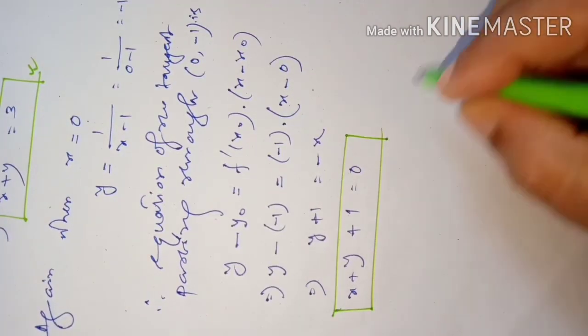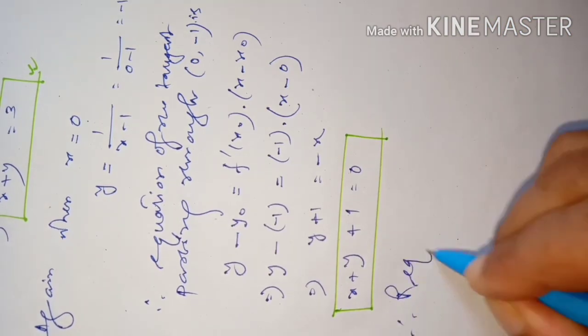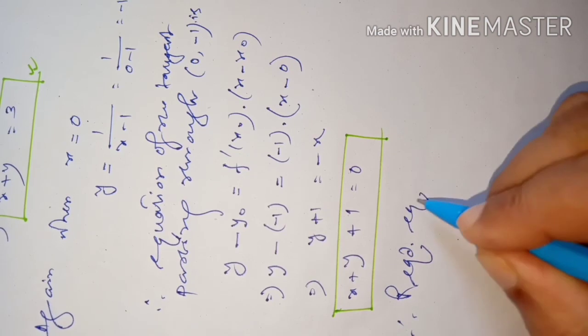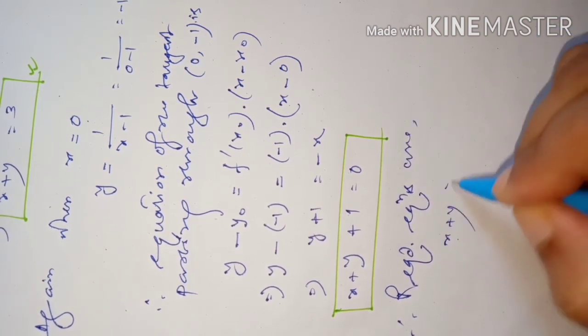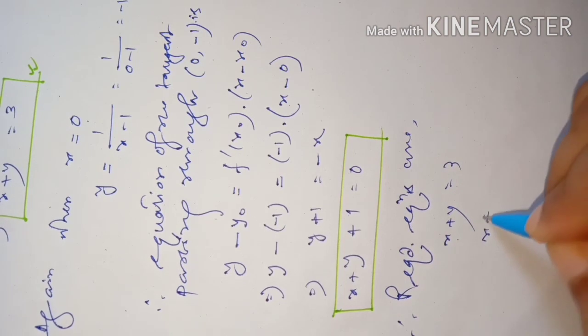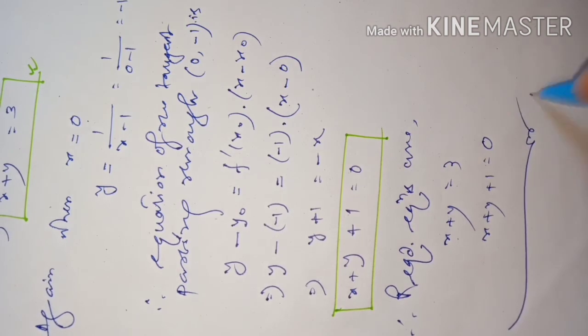Therefore the required equations are x plus y equal to 3 and x plus y plus 1 is equal to 0. These are the two equations.